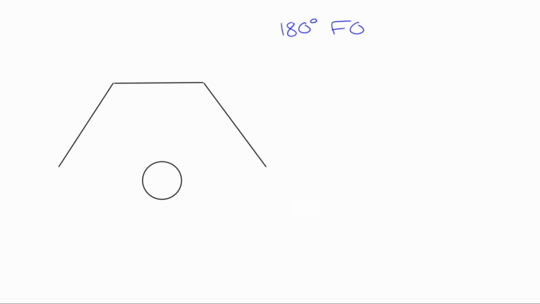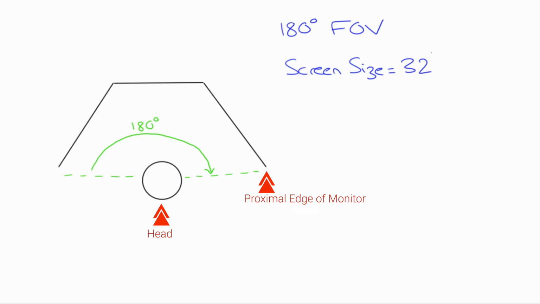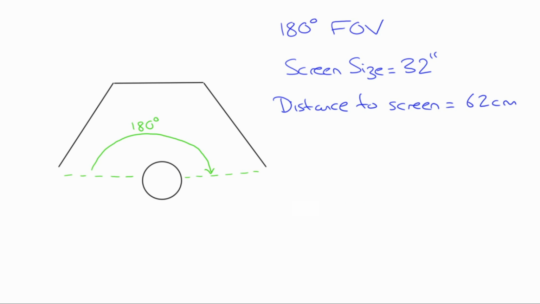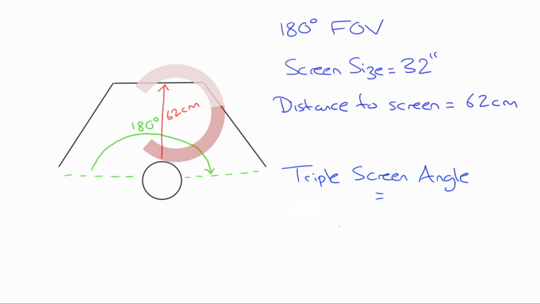To achieve a 180 degree field of vision, my eye line needs to be in line with the most proximal edge of the monitor, the circle here illustrating my head. My screen size is 32 inches, adjust this for your own size. The distance from screen is the distance from my eyes to the panel monitor. To achieve my required field of vision, I need to be 62 centimeters away, give or take.